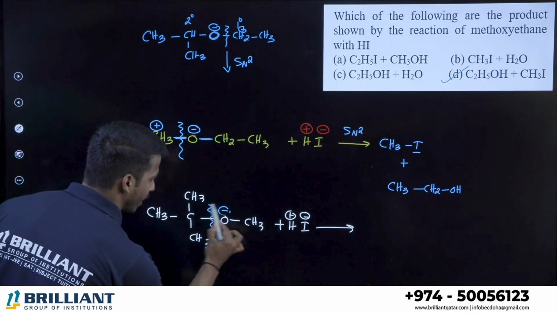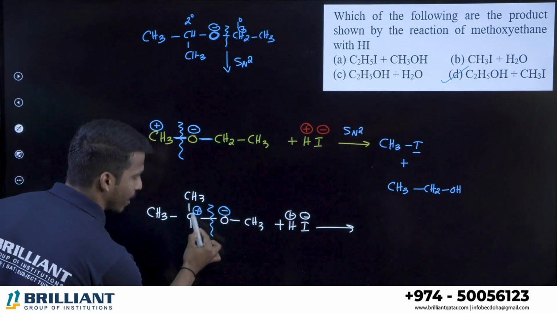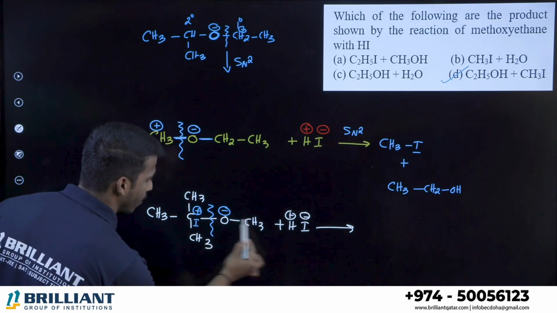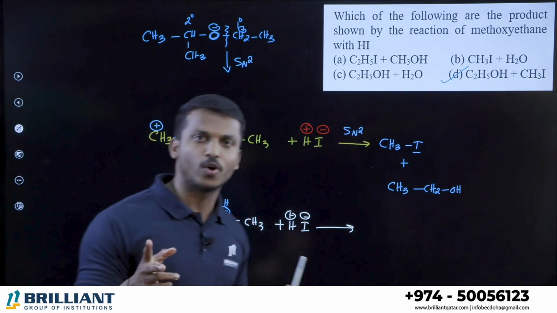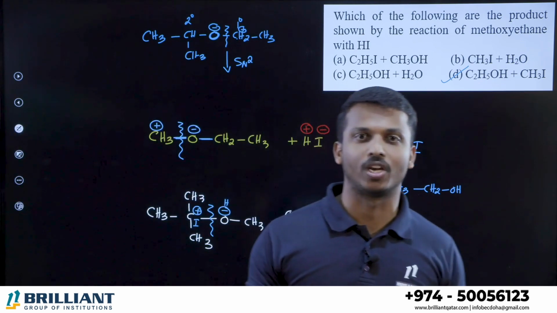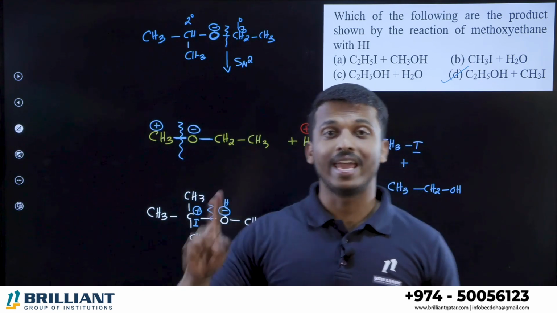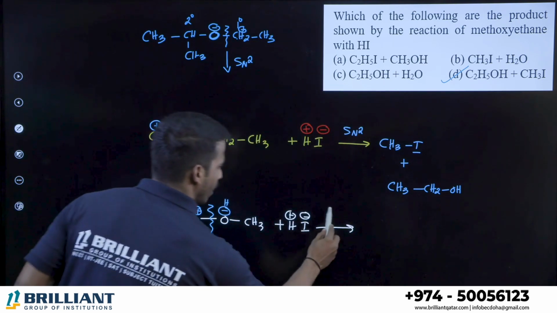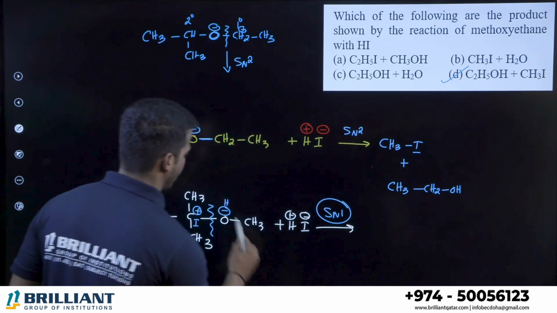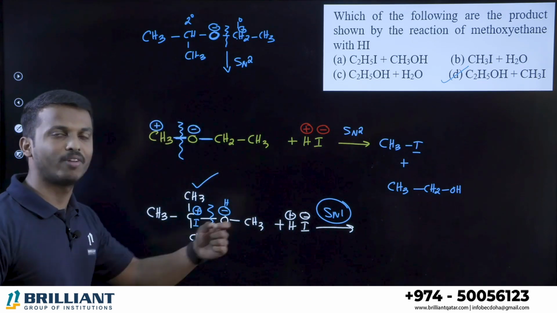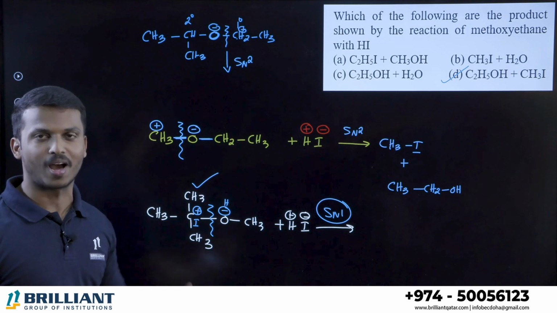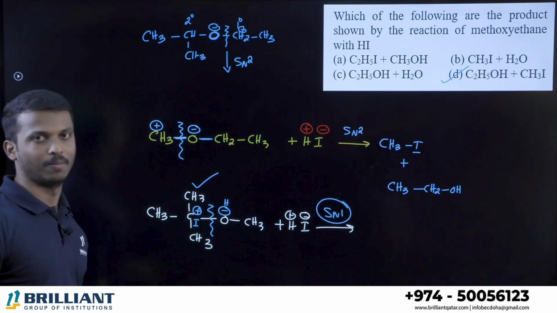So this is O minus, this is plus. So to the plus part, what will come? I will come. To the O minus, H will come. So if a tertiary group is there, try to break the tertiary part because it will follow the SN1 mechanism. You know, SN1, tertiary, if it is there, it will prefer the SN1 mechanism. SN1 mechanism follows the stability of the carbocation. So tertiary is the most stable.